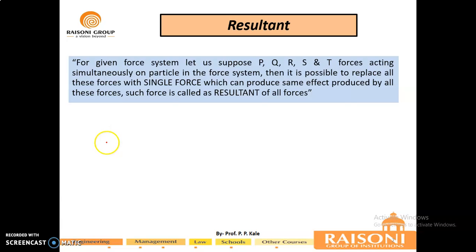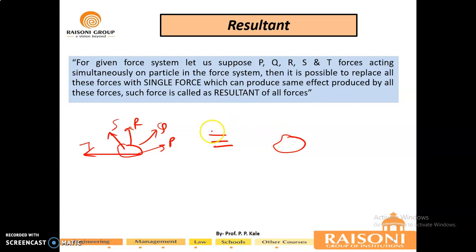Consider any system is acted upon by P, Q, R, S, T, five forces. Now it is possible to replace this entire force system by a single force that is called a resultant, which will produce the same effect produced by all these five forces. This is shortly how you can understand the resultant. So the single force representing all the forces in the system is called the resultant force.